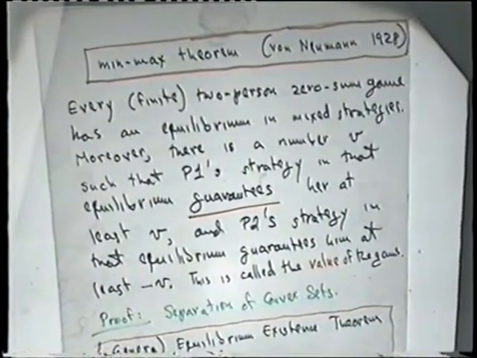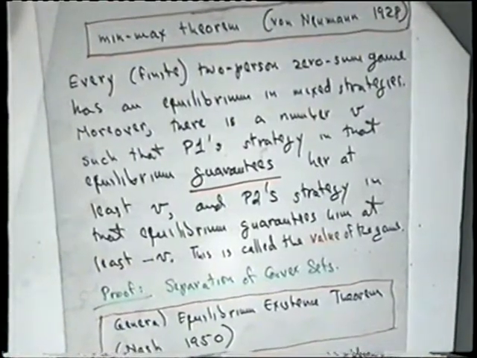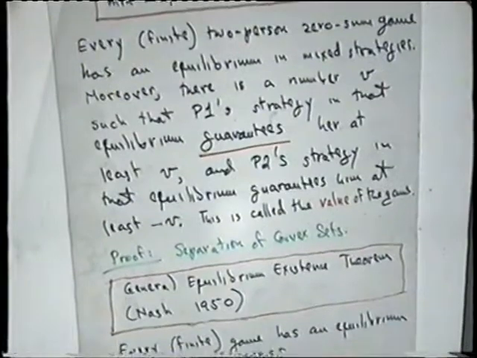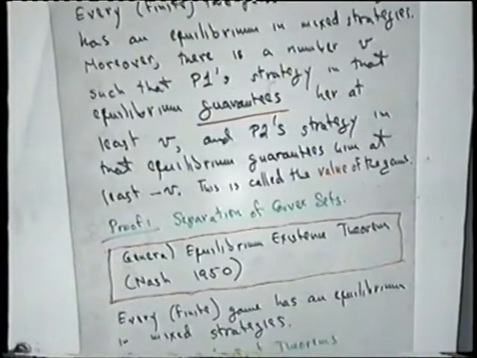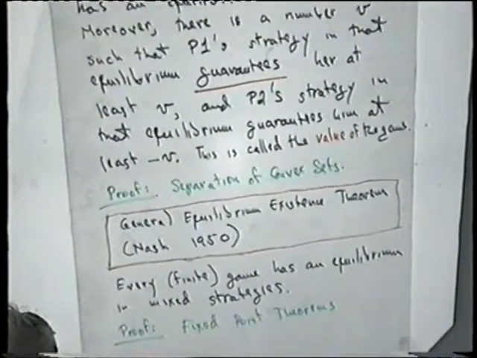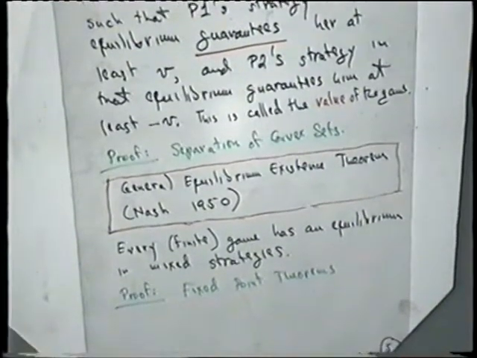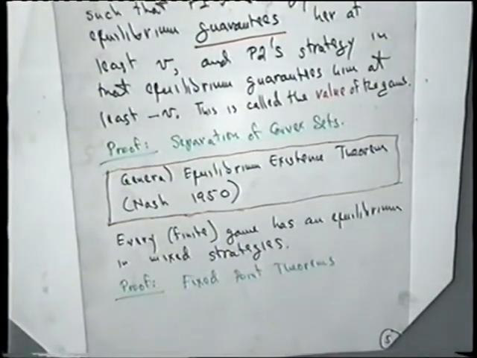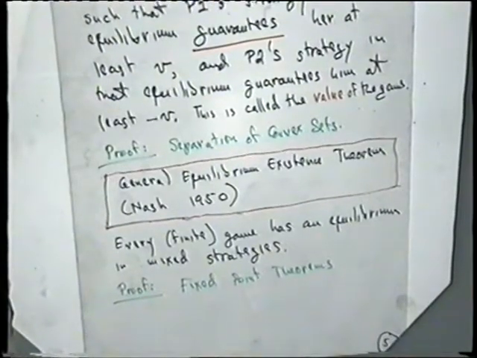So in two-person zero-sum games, and that's what makes them special, there's something special about equilibrium, that they guarantee the result. It follows from this that all equilibria have the same payoffs. And the proof is by separation of convex sets.